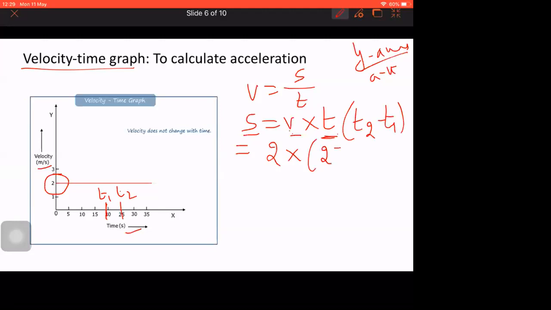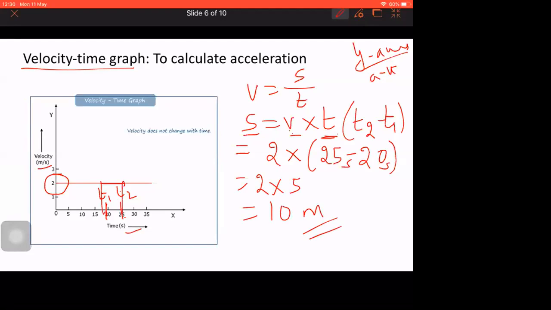If in the question I have directly given calculate at 25 seconds, then no need to subtract. Because I'm asking you between 20 and 25, you are going to subtract two time intervals. So it's 2 into 5, that is equal to 10 meters. So what exactly are you doing here?